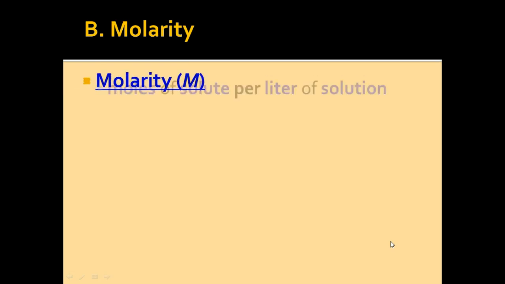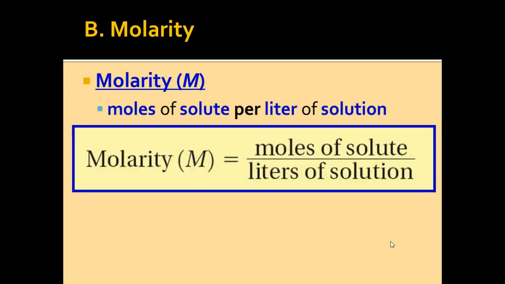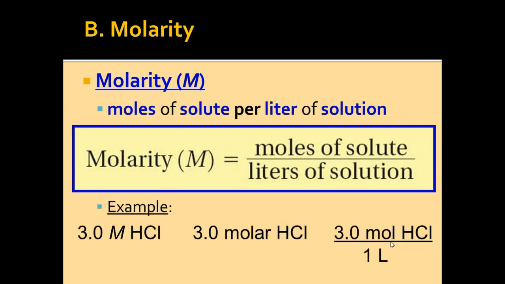Then we have molarity, which is a measure of moles of solute per liter of solution. And so that's the formula, and all you have to do is know that it's moles over liter, and it's usually 1 liter most of the time. And there's 3 ways to write it, so don't get too caught up in how to write it, but just know that all these mean the same exact thing.